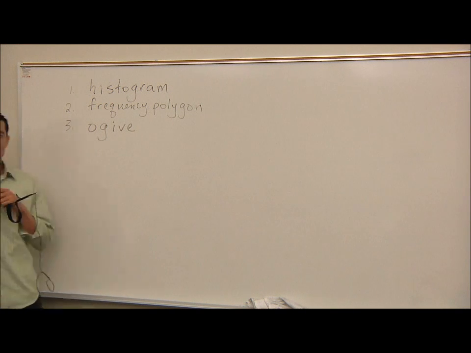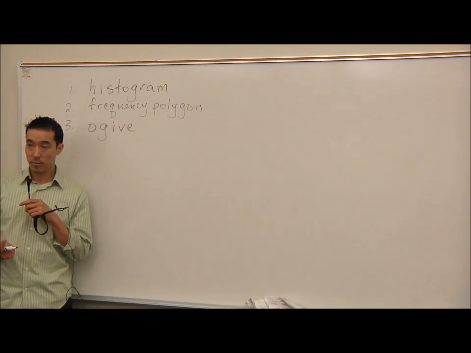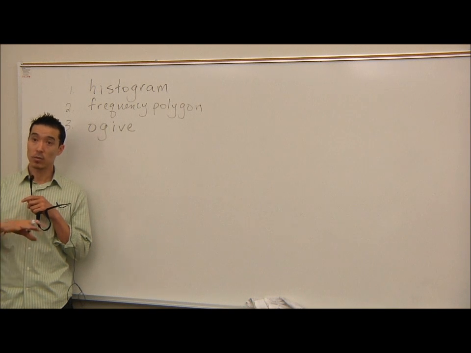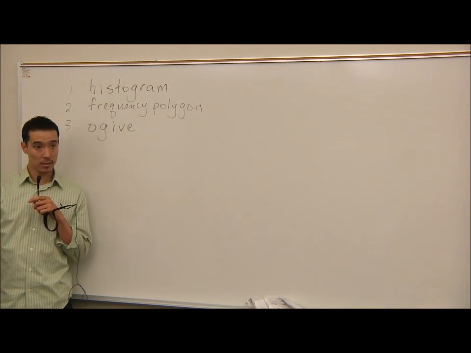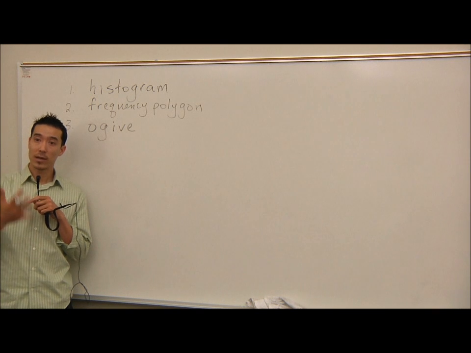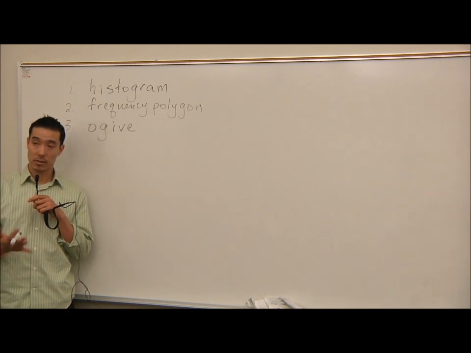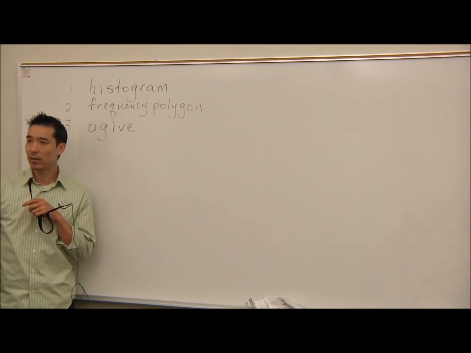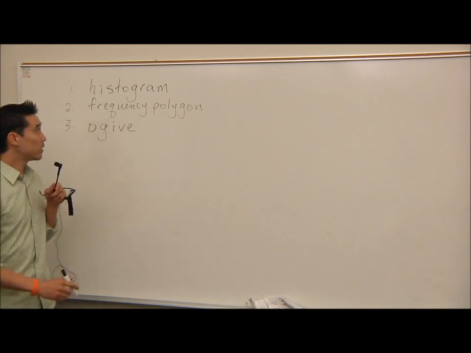Okay, so for each graph, what you need to memorize is what is labeled on the horizontal axis, the x-axis, what is labeled on the y-axis, which is the vertical axis, and what does the graph look like. Okay? So let's start with the histogram.